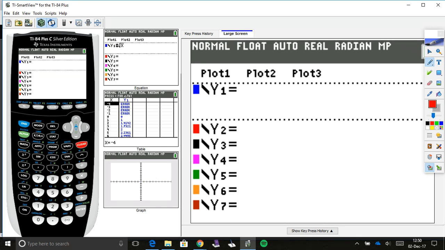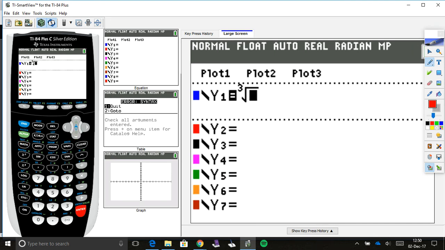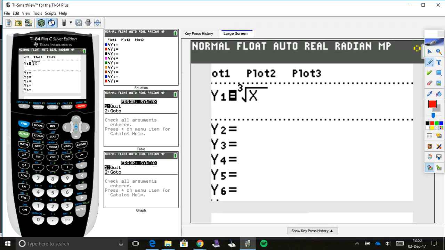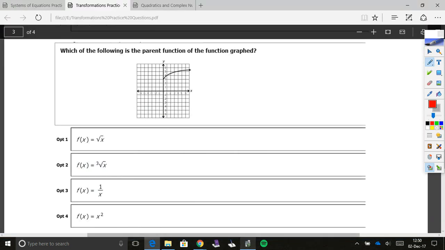The cube root. So we hit math, and we'll get the cube root here, our 4th option. The cube root of x. Let's go ahead and graph that, see what that looks like. Okay, this kind of looks like a weird looking S, or like a sideways lightning bolt. It's definitely not what my graph looks like, so I would say it's probably not option 2.